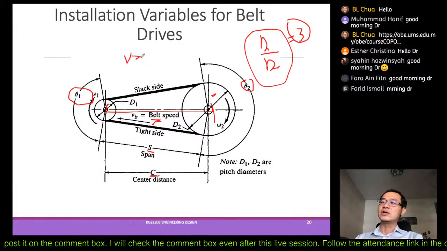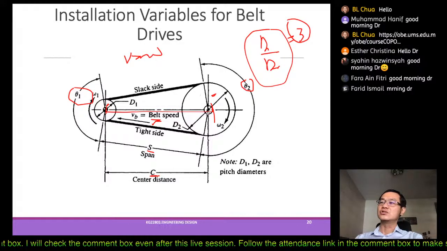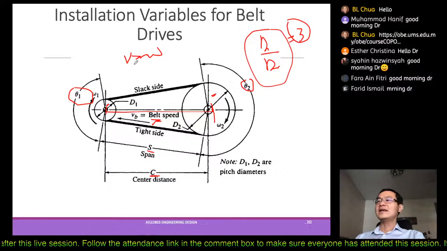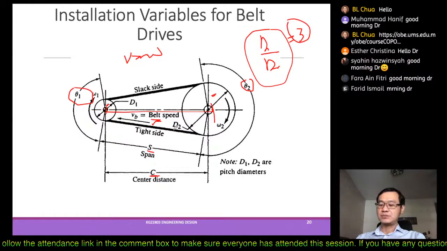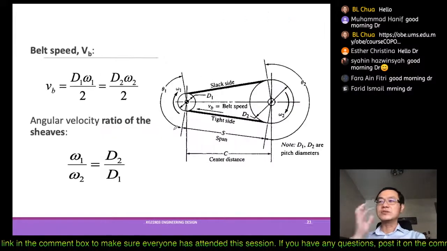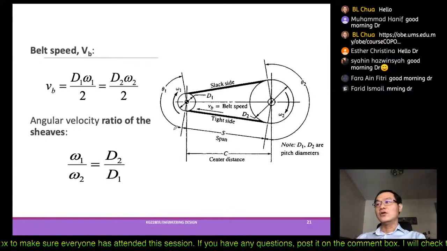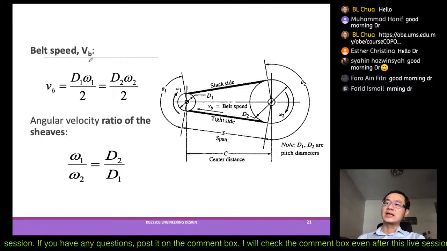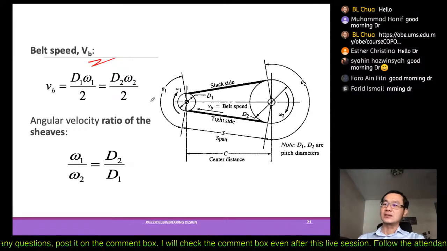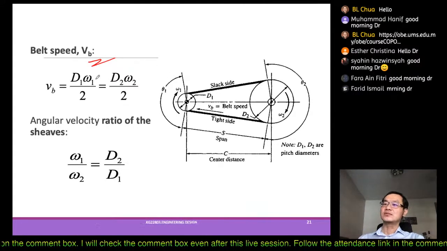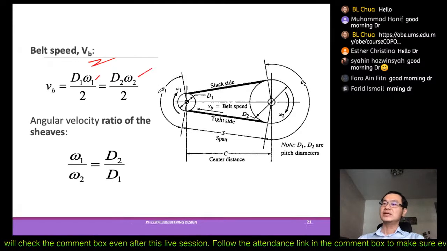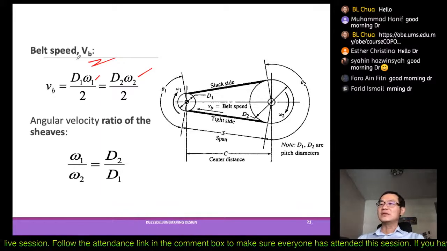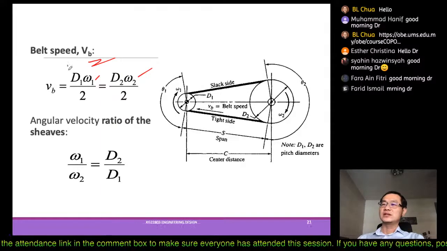V equals R omega, right? So if you know the rotational speed of one end, then you will know the VB, the belt speed. That will be useful for us to design or to select properly. So we can estimate the belt drive and the belt speed as such, which is related to the rotational speed. D over 2 is the radius, so R omega.